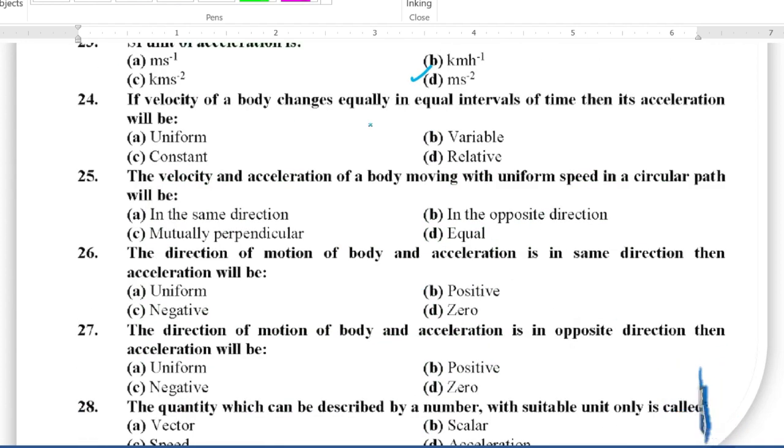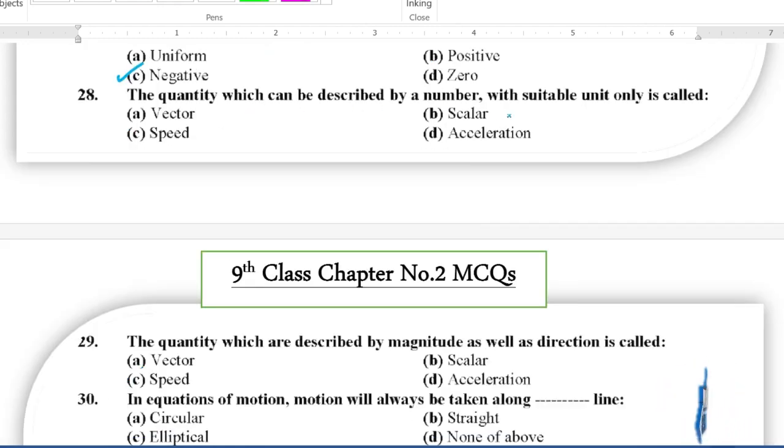If velocity of a body changes equally in equal intervals of time, then its acceleration will be, option number A, uniform. The velocity and acceleration of a body moving with uniform speed in a circular path will be, option number C, mutually perpendicular. If the direction of motion of a body and acceleration is the same, then acceleration will be, option number B, positive. If the direction of motion of a body is positive and acceleration is in the opposite direction, then the acceleration will be, option number C, negative. The quantity which can be described by a number with suitable unit only is called scalar, option number B.